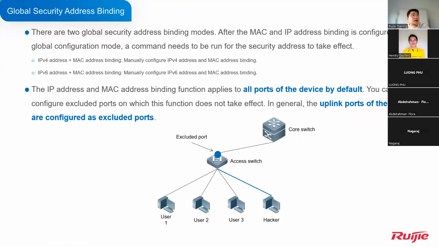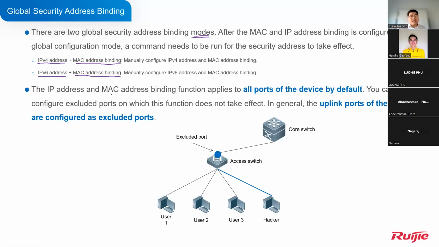Next is about the security requirements. Let's see global security address binding. Now, let's see an example here. There are two global security address binding modes. After the MAC and IP address binding is configured in global configuration mode, a command needs to be run for the security address to take effect. You can see the two different modes shown here: IP version 4 address and MAC binding, or IP version 6 address and MAC address binding.